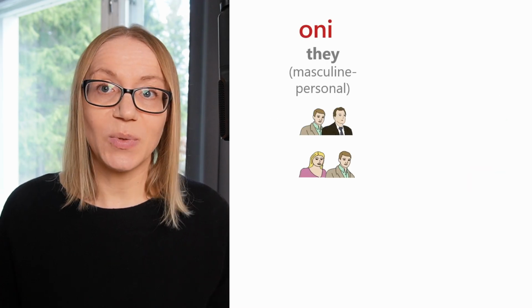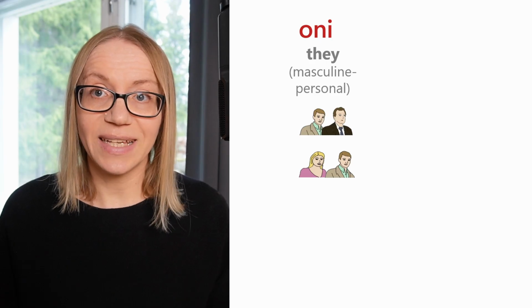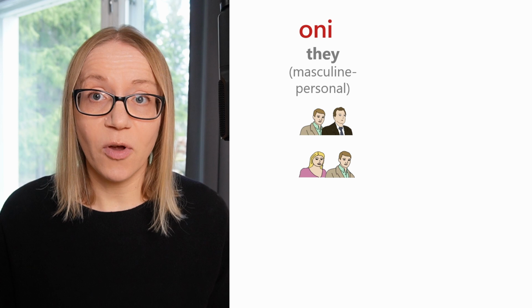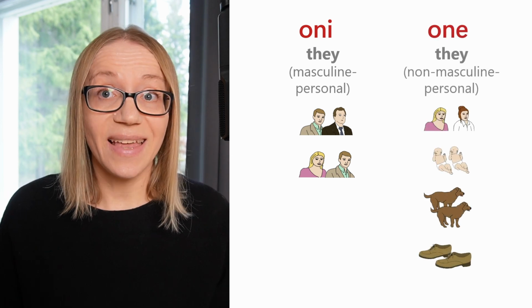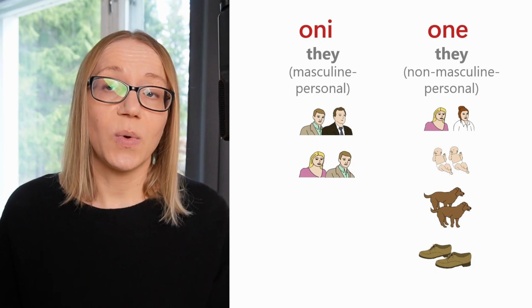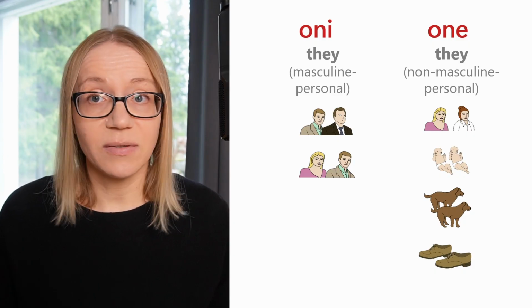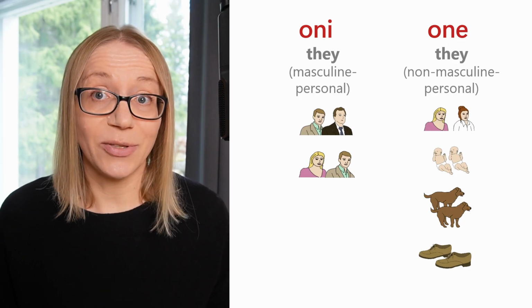To summarize, we use oni when referring to men or people where there is at least one man, if the plural form comes from a masculine personal noun. And then one will be used in other situations when we have women, children, animals, things, when the singular form is non-masculine personal.